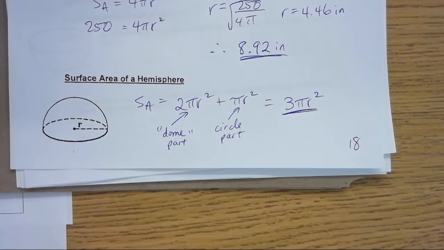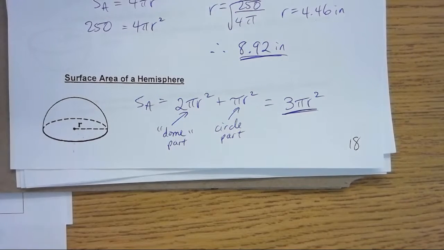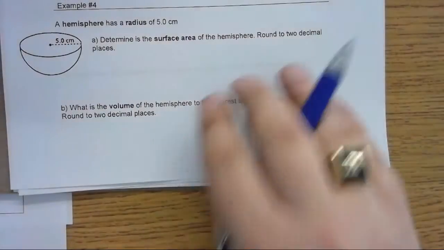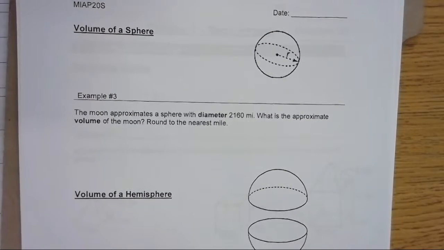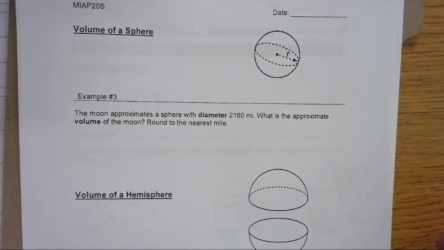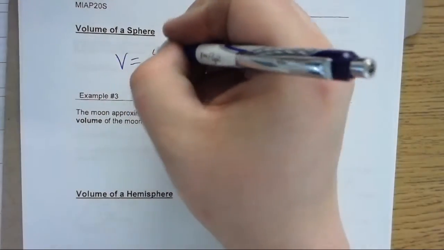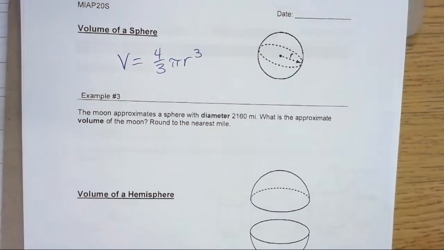What if we didn't want to calculate the base? Then this would have been it. I wouldn't have needed that part. Cool. Let's move on to volume. We just saw a neat little video that talked about surface area. I have a link on my blog for a couple of videos that talk about how you get this formula. The volume of a sphere is 4/3 times pi times radius cubed.